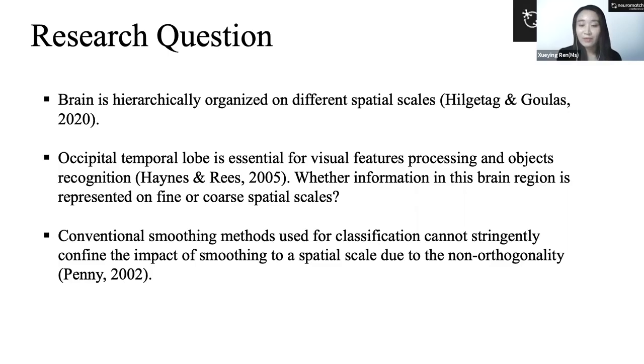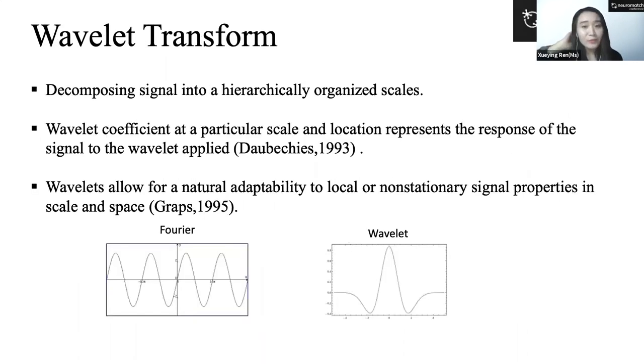So how do we overcome those problems if we want to study the information represented on different spatial scales, which are more strictly defined? The method we used in our study as a solution to this problem is called the wavelet transform. It is a way of using a localized wavelet, or a small wave-like oscillation, to decompose the signal into hierarchically independent spatial scales, where the coefficients at a particular scale and location represent the response of the signal to the wavelet applied. It has advantages over the traditional Fourier methods for examining spatial structures.